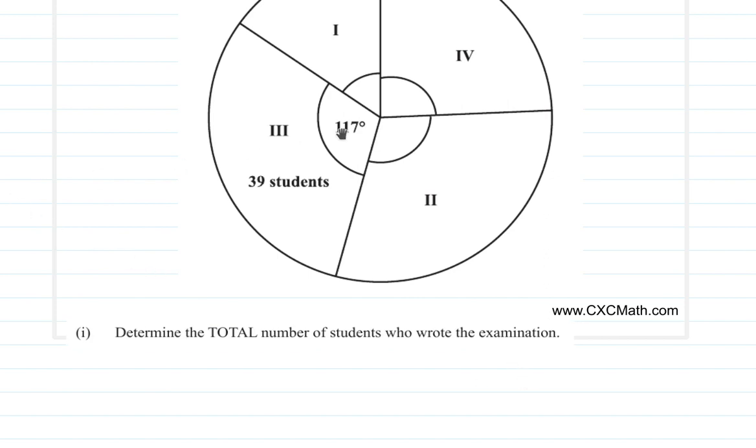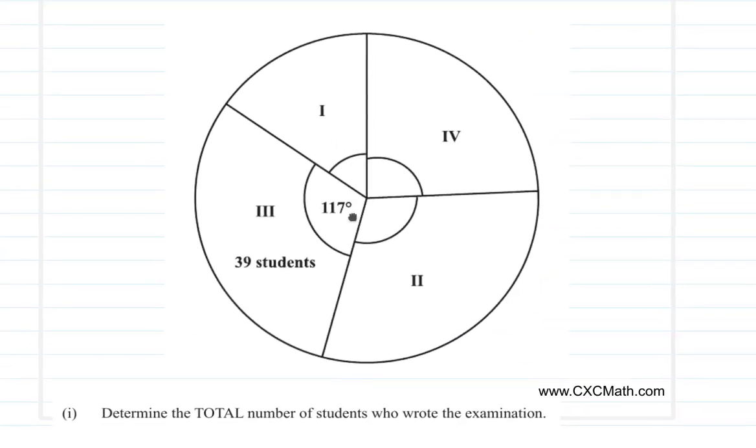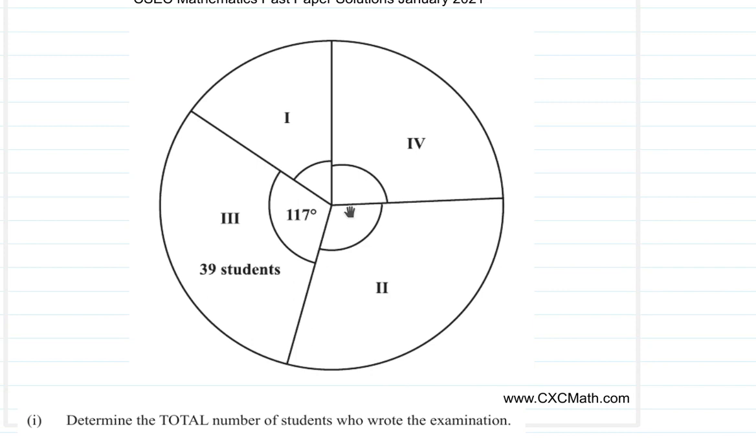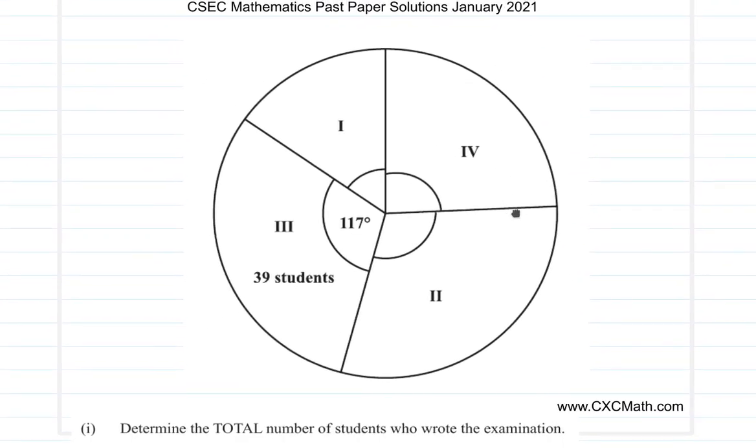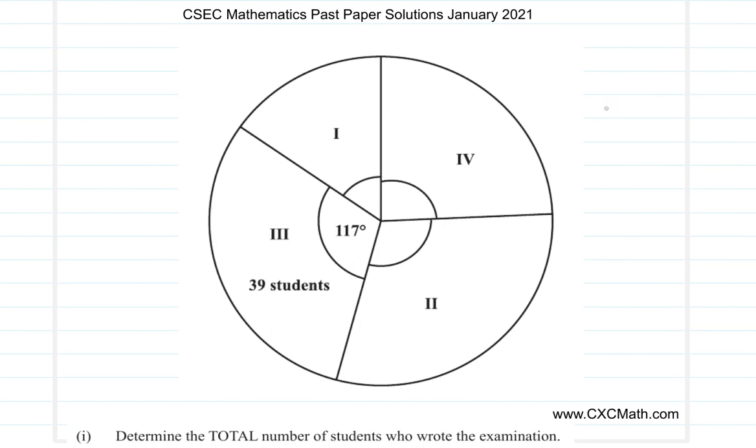Alright, good, we finished. Let's look at it. Number of students who wrote the examination. Now the thing is this. The total angle in a circle is 360 degrees. Alright? The total angle is 360 degrees and the pie chart is a circle. The 39 students cover 117 degrees. So here, 39 students are equivalent to 117 degrees.